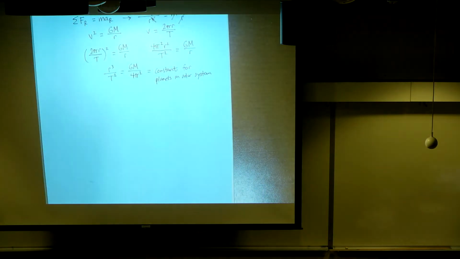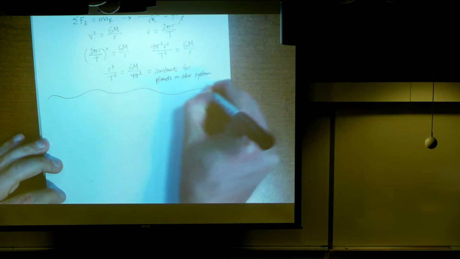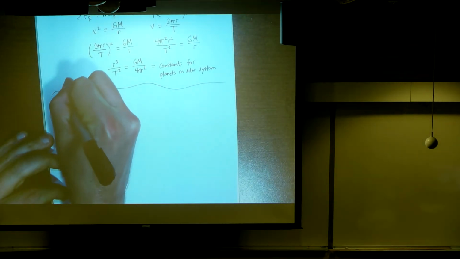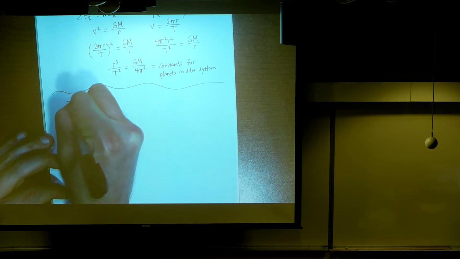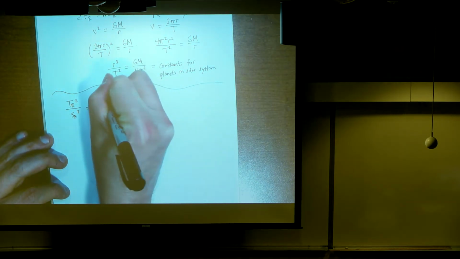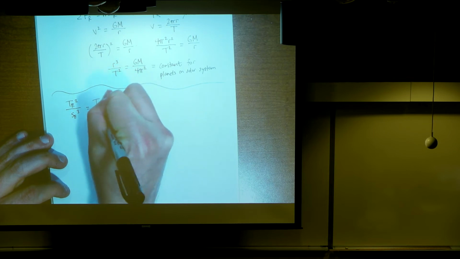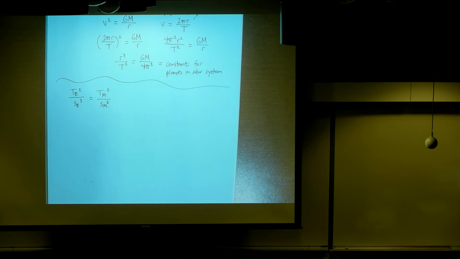So let's go through that calculation. I'm going to write this one like this: T Earth squared divided by S Earth cubed equals T Mars squared divided by S Mars cubed. It's probably easier to write it that way rather than saying 1 and 2, because I might lose track of which one is 1 and which one is 2, right?